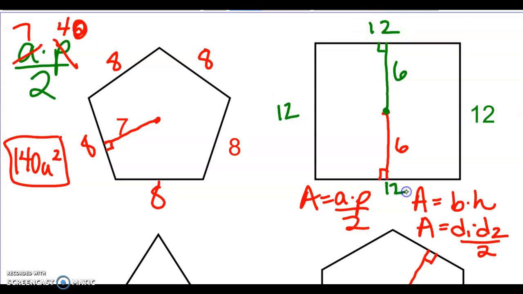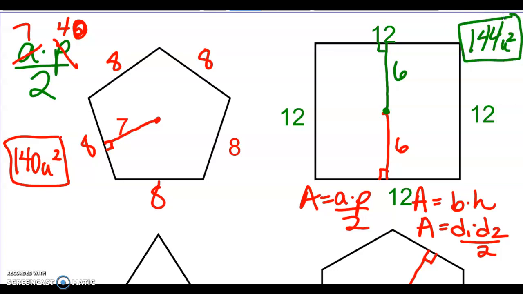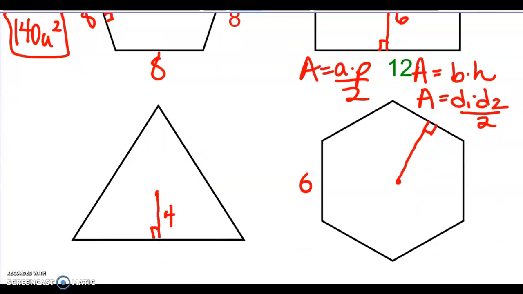So we could just do base times height, so 12 times 12 is 144. Or we could do the apothem was 6, the perimeter would be 12 times 4 is 48, so 6 times 48 divided by 2. Any of those would work, and again it would be 144 units squared, okay? So for squares, I would probably just use this basic base times height. That's my thoughts on that.